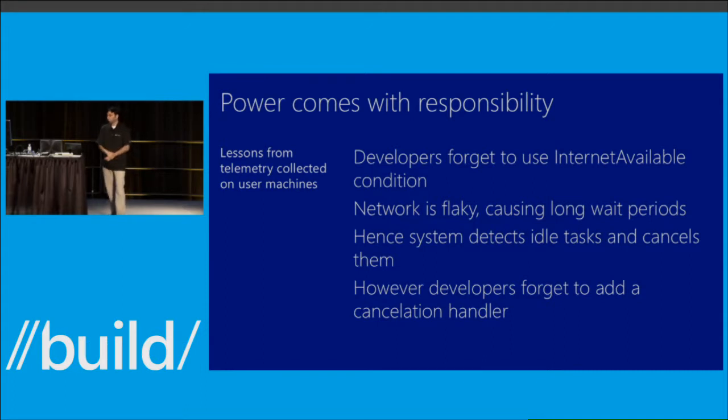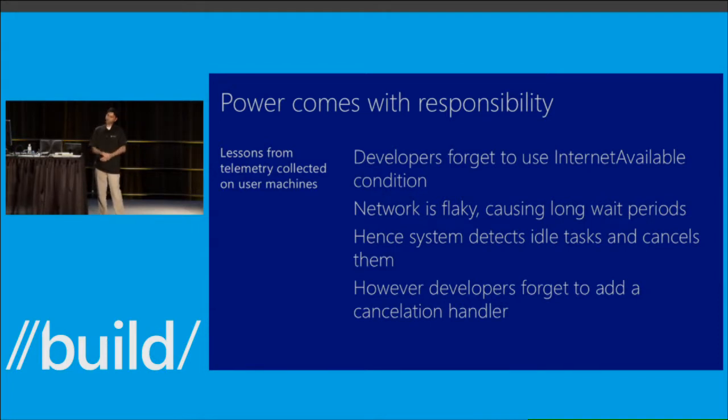As we saw people using background tasks, this was a pretty common mistake. And so we implemented something called idle task detection. Basically, the background task infrastructure keeps track of whether a background task is really using CPU and network or not. And if it's not using CPU or network, we send the background task a cancel notification.